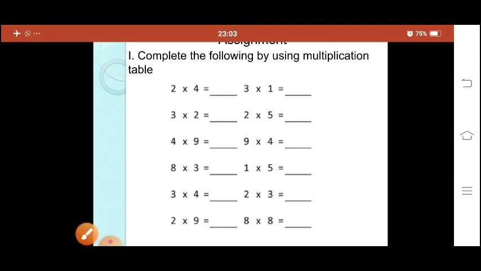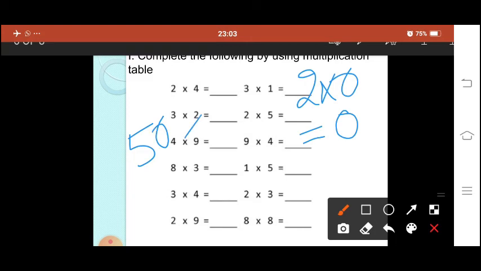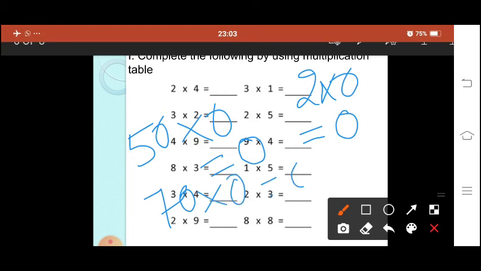Okay, next, if we multiply 0 with any number, we will get 0. If we multiply 50 into 0, we will get 0. If we multiply 70 into 0, we will get 0. So whatever the number, if you multiply 1000 with 0, we will get 0. So the rule is, if we multiply any number by 0, we will get the answer 0.